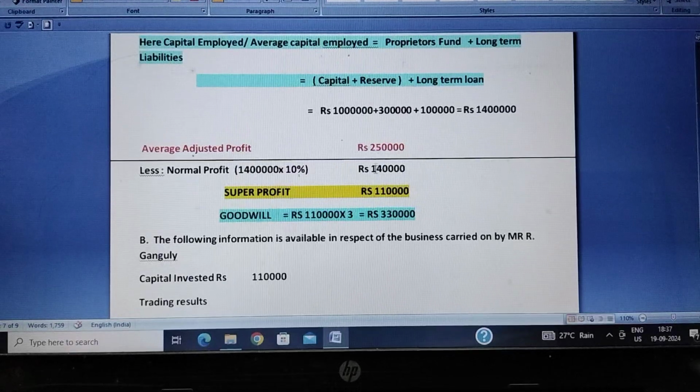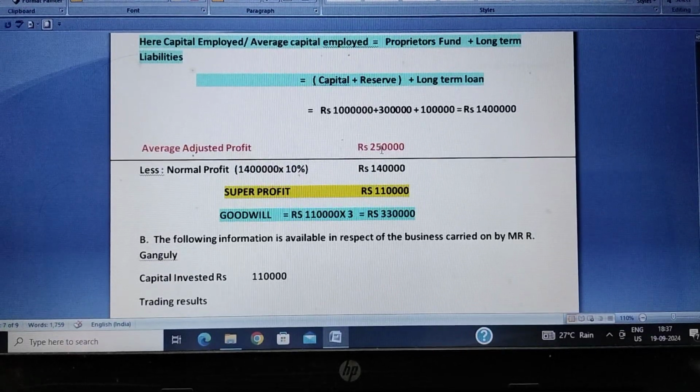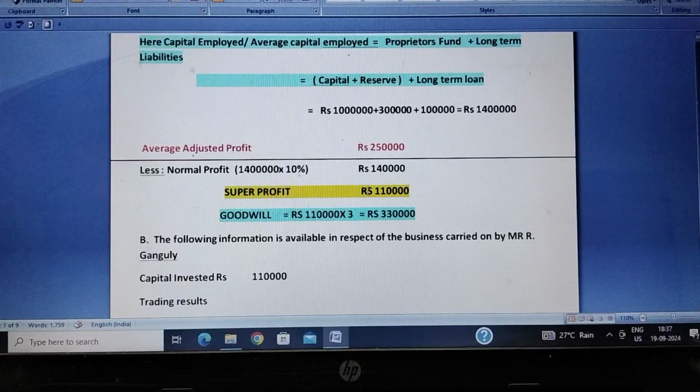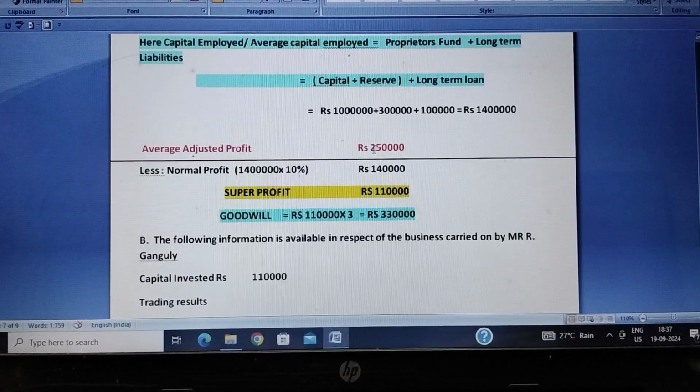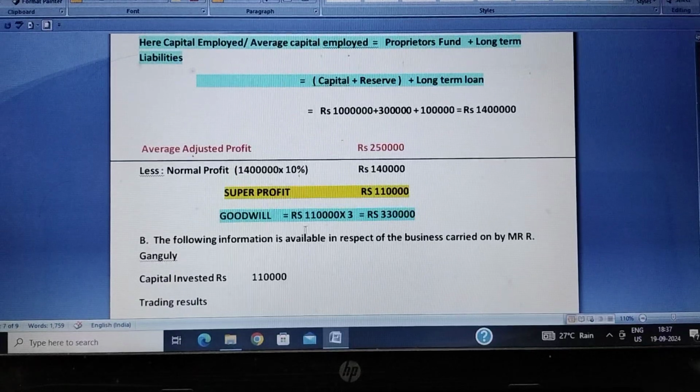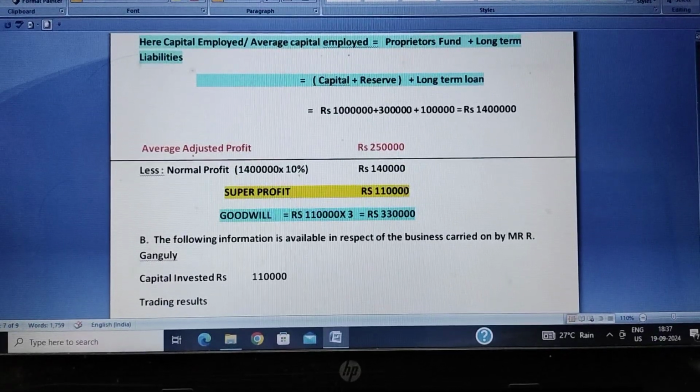If you deduct 1,40,000 from 2,50,000, that is, if you deduct normal profit from average adjusted profit, you will get super profit. So from 2,50,000, if you deduct 1,40,000, you will get 1,10,000. This is goodwill. Sorry, this is super profit.